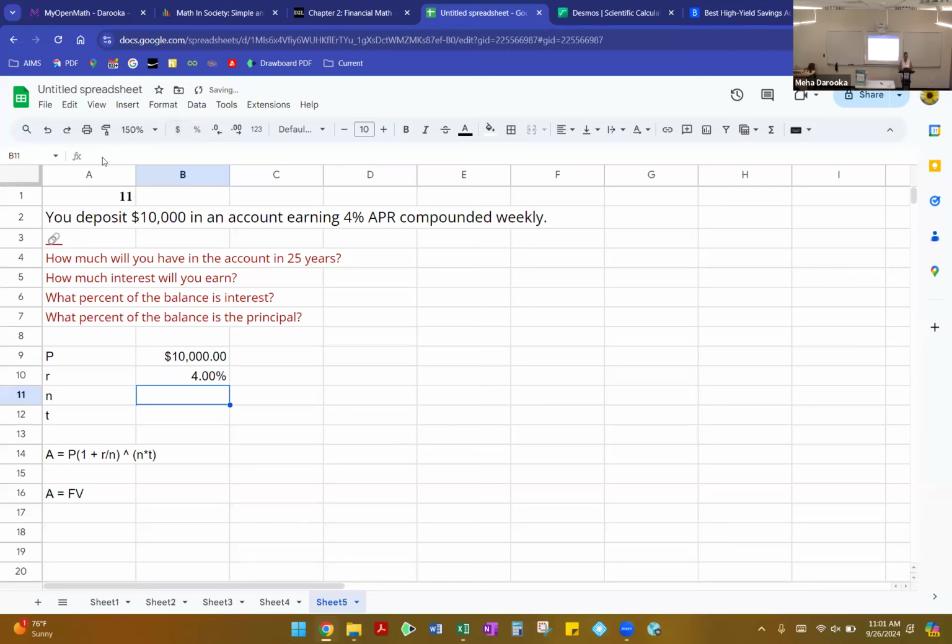4%. What's the N value when they're talking about compounded weekly? How many weeks in a year? Yeah, very nice, 52. Well, for counting purposes, we think about it as 52, because it's the same concept, you have that quarter day, and that's why we have the leap year, so we're not thinking about leap years. All right, and of course, time, again, remember, is always in years.